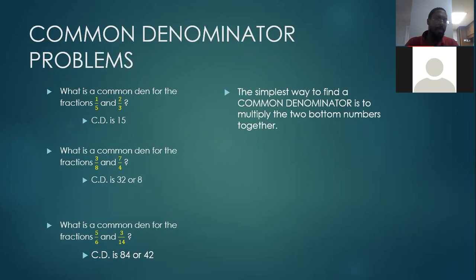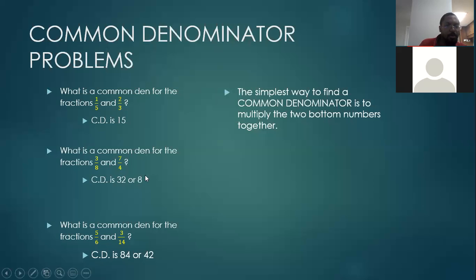The simplest way to find a common denominator is to take the 2 bottom numbers and multiply them. So if I have a 5 at the bottom of one fraction and a 3 at the bottom of the other fraction, here I got a 5 and a 3. The common denominator, or the CD, I'll call it, is 15. 5 times 3. If I have an 8 and a 4, the simplest way to find the common denominator is to multiply them together. 8 times 4 is 32.